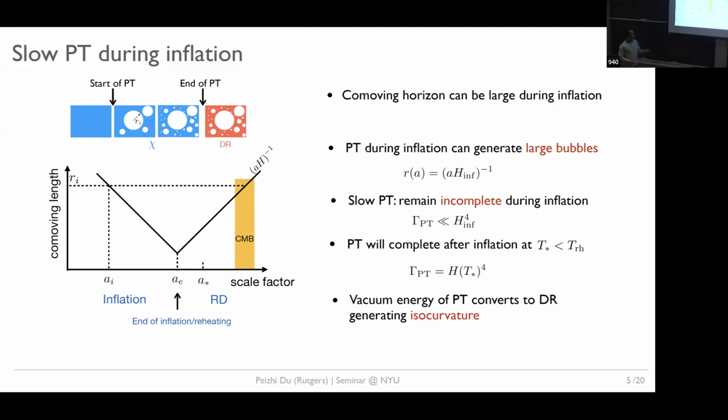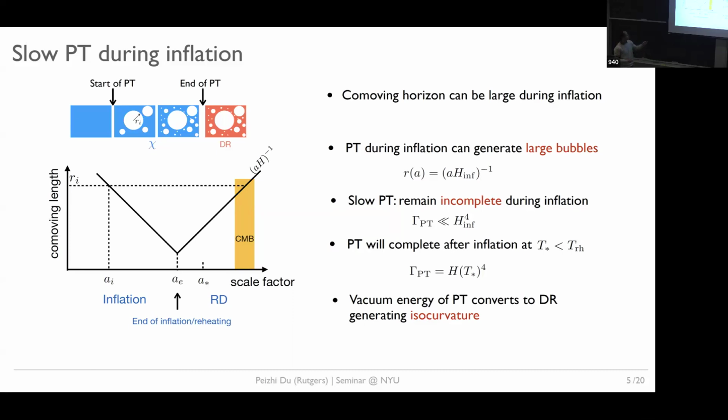Hubble drops. At some point, this equation is satisfied, where the rate of phase transition per Hubble volume can be equal to the Hubble parameter at some time we call T star. At that time, fission completes, because now we can nucleate one bubble per Hubble volume, and the phase transition will be complete by bubble collisions at that time. So that defines T star.